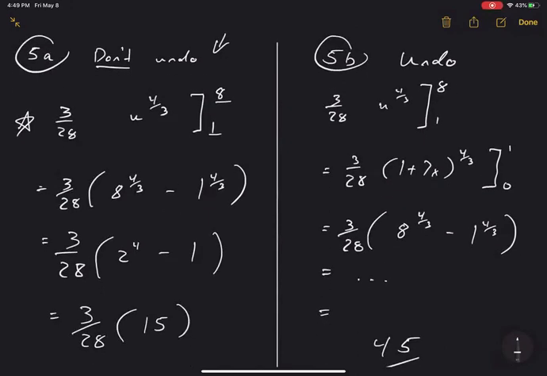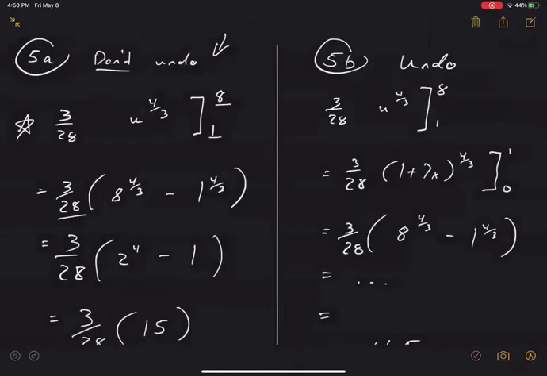So I plug in 8. So I do 3/28 u to the power of 4/3. So I plug in 8. Okay, what do I get? And then I subtract what I have when I plug in 1. Okay, so that's this. I'm going to pull the 3/28 out front, and then I would have 8 to the 4/3 minus 1 to the 4/3. Well, 1 to the 4/3 is just 1. What's 8 to the 4/3? If you have trouble doing that, just think about it step by step.